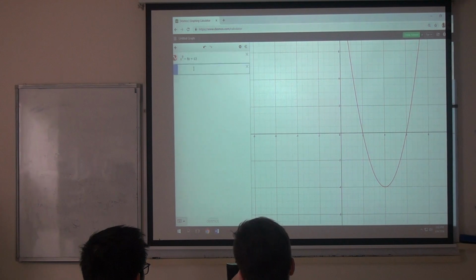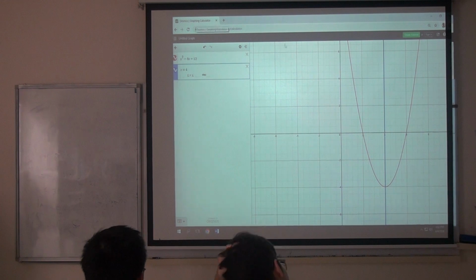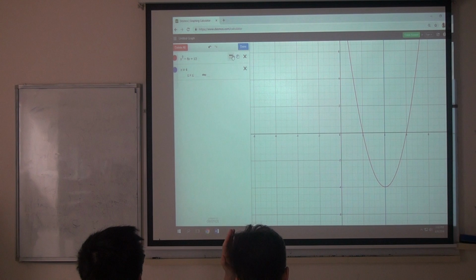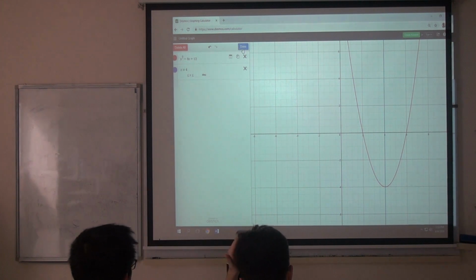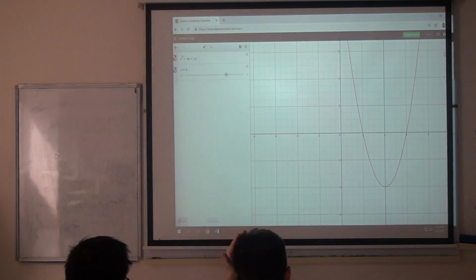X is equal to 4. So this will be the line of symmetry. I don't know why the lines are not thicker than that, but hopefully you guys are okay with it.